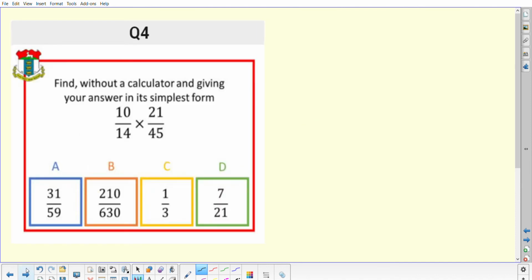So number 4, we would be doing 10/14 times 21/45, and this is definitely where the cancelling method has an advantage. Nobody wants to be doing 14 times 45 on the bottom, so you should be making this simpler. So looking at what you've got on the top, what you've got on the bottom. The obvious ones, the 10 and the 45, they are both in the 5 times table, so we can say 5 into 10 would give us 2, 5 into 45 would give you 9.